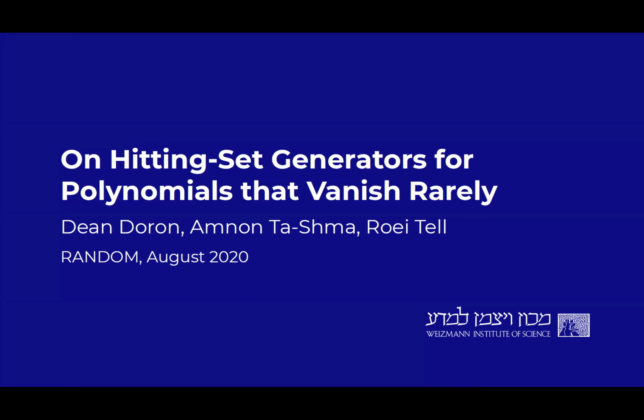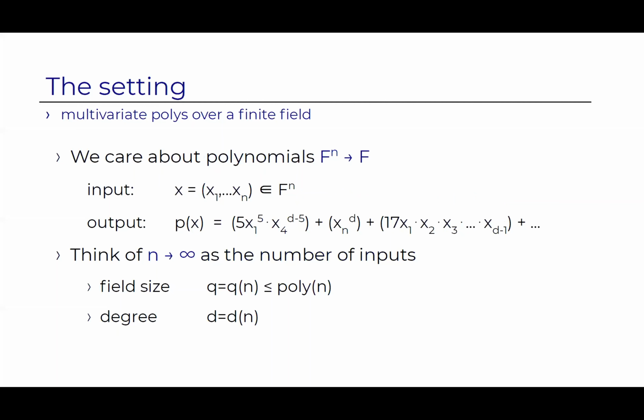And this talk, as you said, is called On Hitting Set Generators for polynomials that vanish rarely, which is equivalent to the PIT problem. It's a joint work with Dean Doron from Stanford and with Amnon Ta-Shma from Tel Aviv University. And the way that I want to market this special case of the PIT problem is that it has barely been considered before. It's relatively new, it's unexplored, and we're not even sure what answers we should expect. So let's go just a tad slowly. The setting is multivariate polynomials over a finite field.